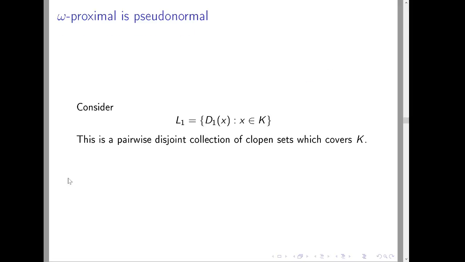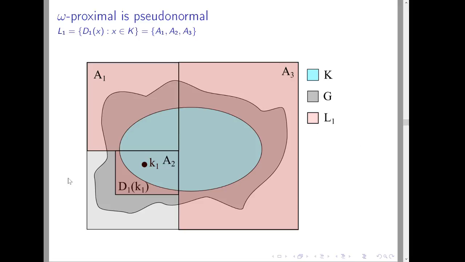All right. And now what I'm going to do is create something which you can consider as a level 1 cover of K. You take the D1 that you just chose, and then consider all the D1 balls about x, where x is in K. Because of the simplifying assumption, this is just a pairwise disjoint collection of clopen sets which covers K. So here's a picture. It turns out in this picture I only have 3 elements in my level 1 cover. I have A1, A2, and A3.